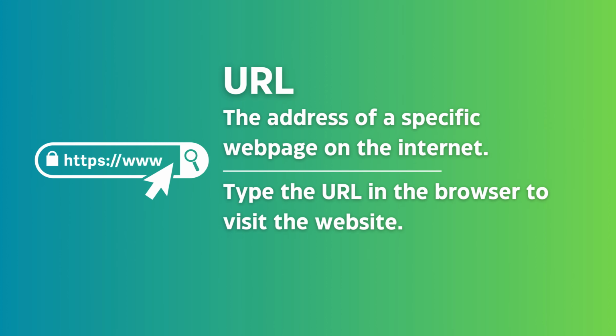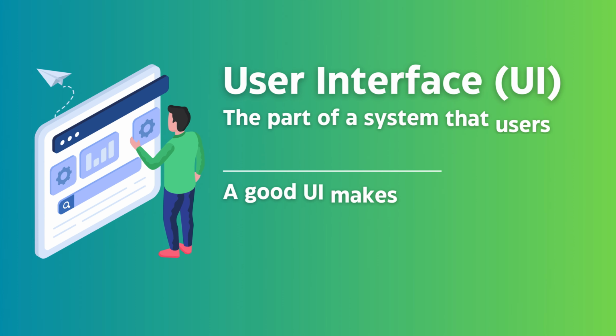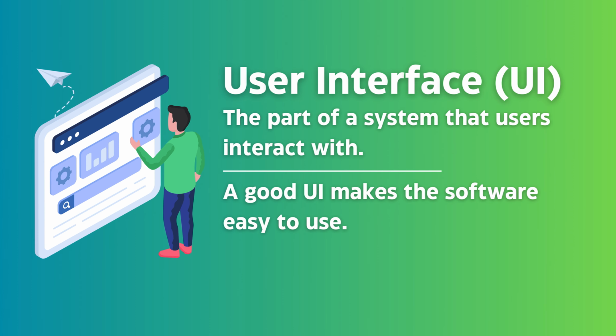URL: the address of a specific web page on the Internet. Type the URL in the browser to visit the website. User interface, UI: the part of a system that users interact with. A good UI makes the software easy to use.